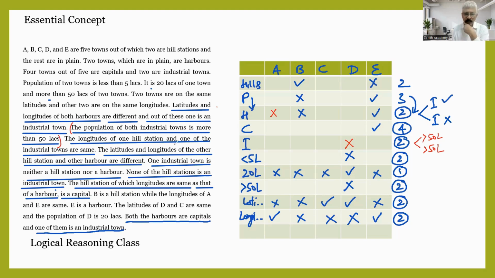The longitude of one hill station and one of the industrial towns are the same. Now, a point to be noted: the longitude of one hill station and one of the industrial towns are the same. Look here. You have only A and E, two cities.